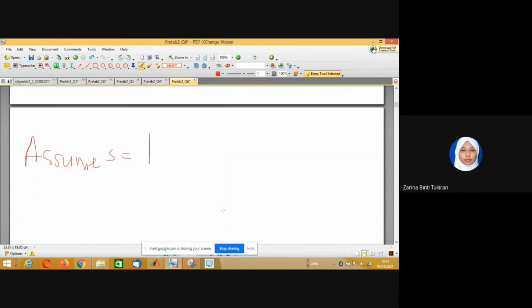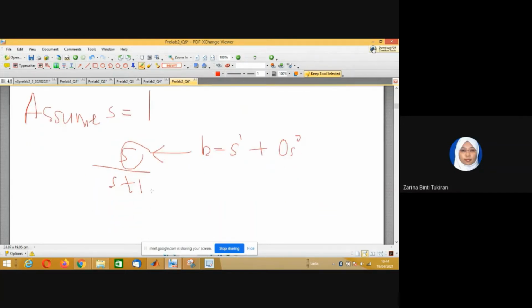Since S is in polynomial form, and we use B as the representation, S here is S to the power of 1 plus 0 times S to the power of 0. While here, the denominator.